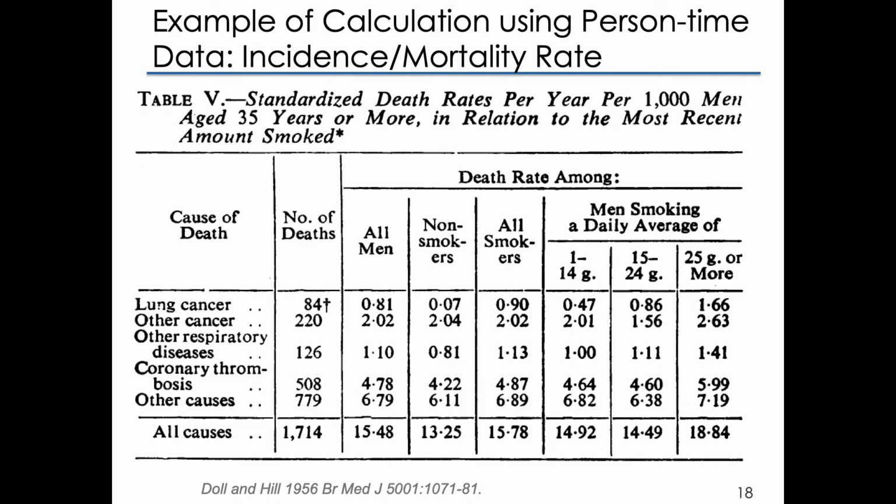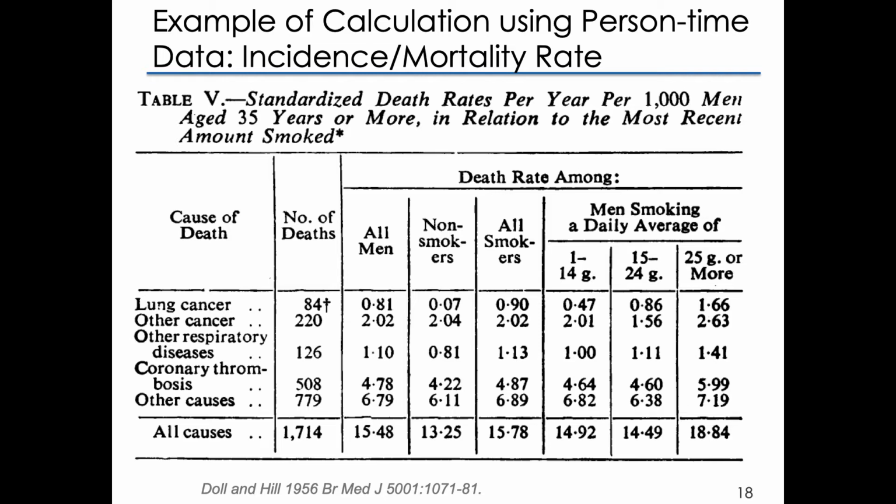Okay, and still with Doll and Hill, now we're going to look at the table in which they show the calculation of the incidence or mortality rate using those person-time denominators. So in this table, there's a column that is the number of deaths from lung cancer. Let's just look at the top row first, which is the number of deaths from lung cancer. So they have 84 deaths from lung cancer.